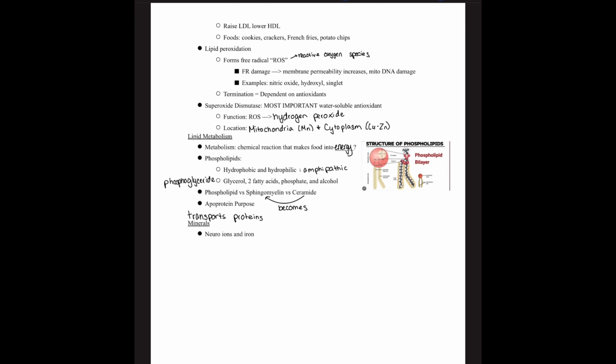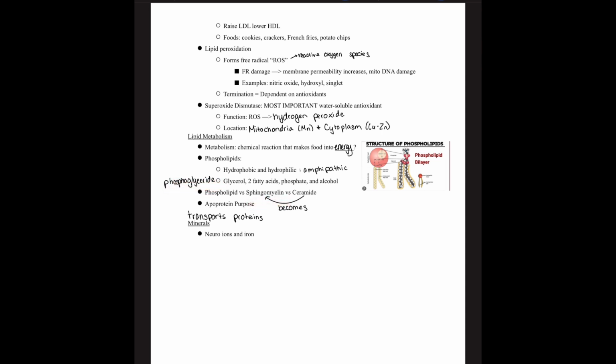And very quickly, lipid metabolism. So metabolism, chemical reactions that make food into energy. So that was easy, but there are some other things from his lipid transport module, mainly phospholipids. So know that there are two main types of phospholipids. You're going to have your phosphoglycerides and your sphingomyelins.